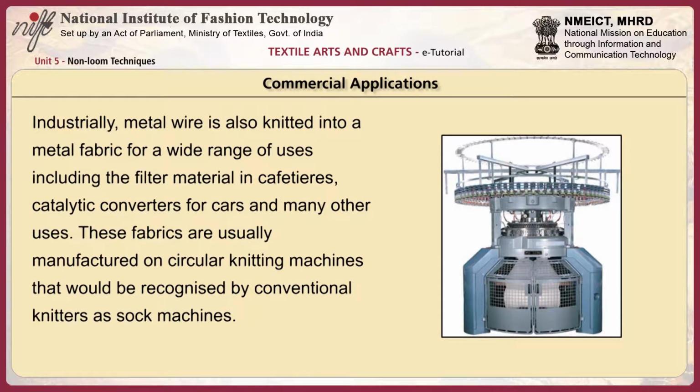Industrially, metal wire is also knitted into a metal fabric for a wide range of uses, including the filter material in cafeterias, catalytic converters for cars, and many other uses. These fabrics are usually manufactured on circular knitting machines that would be recognized by conventional knitters as sock machines.